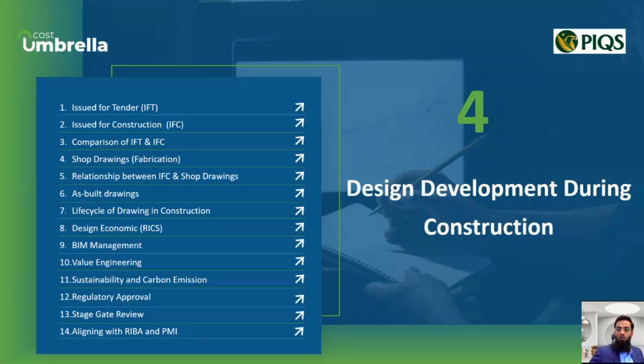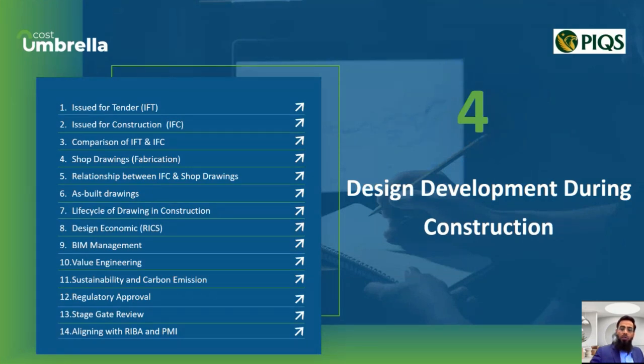During this stage, we don't just stop at finalizing construction drawings. Instead, the design evolves to accommodate real-world site conditions, procurement realities, and ongoing stakeholder feedback. This ongoing design effort ensures that we can address emerging challenges and make improvements in real time without losing sight of project goals around cost, time, and quality.